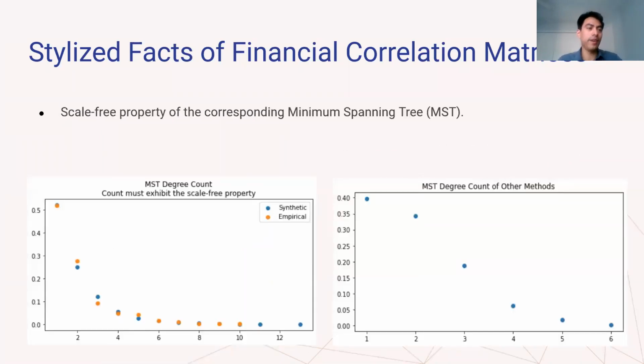And the last stylized fact is that the minimum spanning tree corresponding to the correlation matrix follows the scale-free property. That means that the degree count of the minimum spanning tree generated from the correlation matrix decays following a power law. As you will see here on the bottom left, CorrGAN and empirical overlap with each other. You'll see how it starts really high at the degree count, but it quickly decays as the number of nodes increases. But on the right, you will see that the degree count decreases almost linearly, so definitely they don't follow a power law. And yeah, these stylized facts are what make financial correlations realistic.